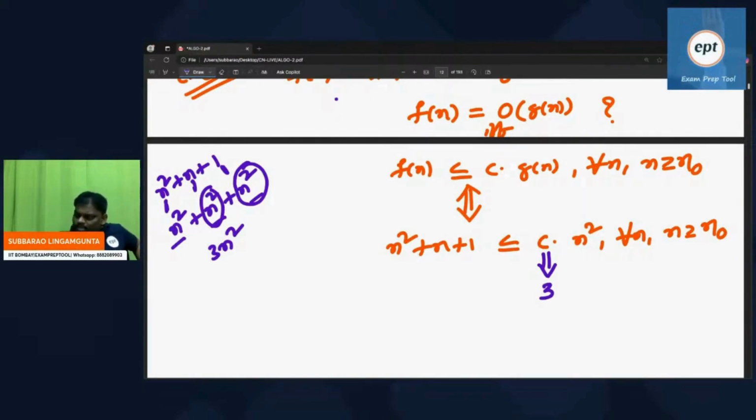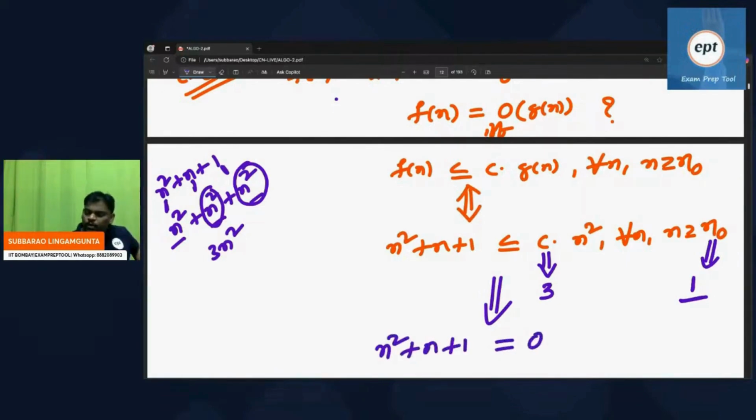Some people are asking, sir, from which place does this relation hold good? Let's start from 1. Verify. If I keep n value 1, left side is 3, right side also 3. So n value 1, it is working. Let's take n value 2. Left is going to be 4 plus 2, 6 plus 1, 7. Right, n value 2, 3 into 4, 12. So 1 onwards it is working. Because it is working, I can conclude that n square plus n plus 1 is big O of n square.